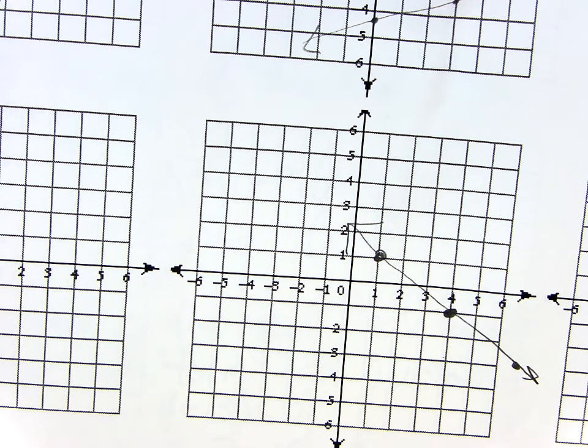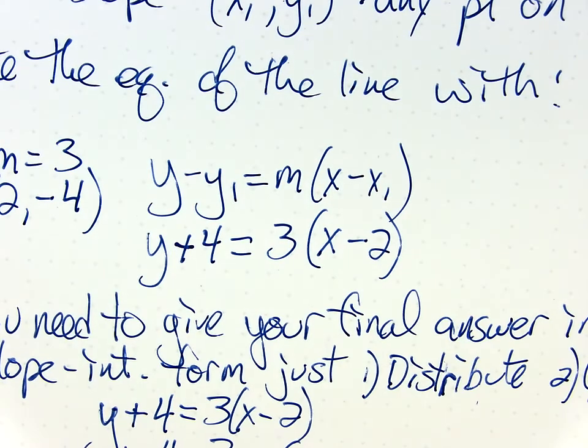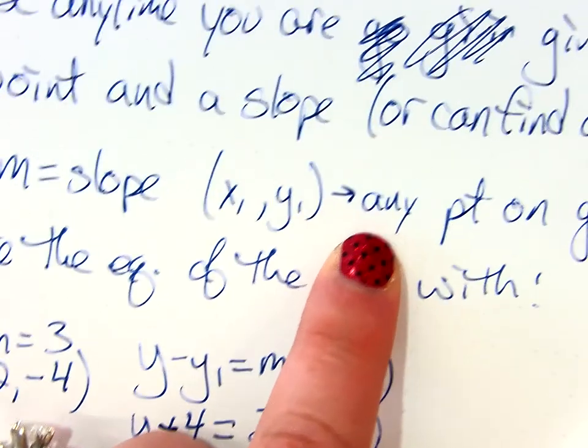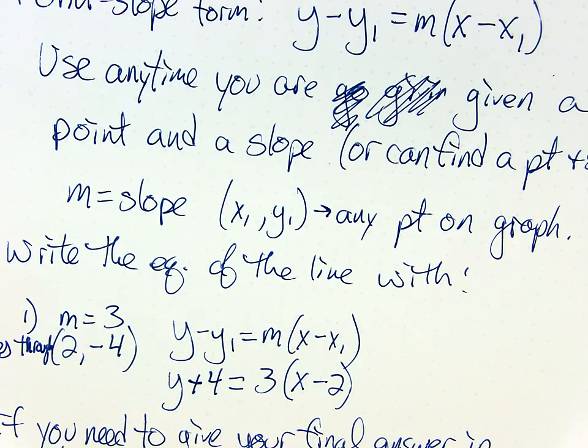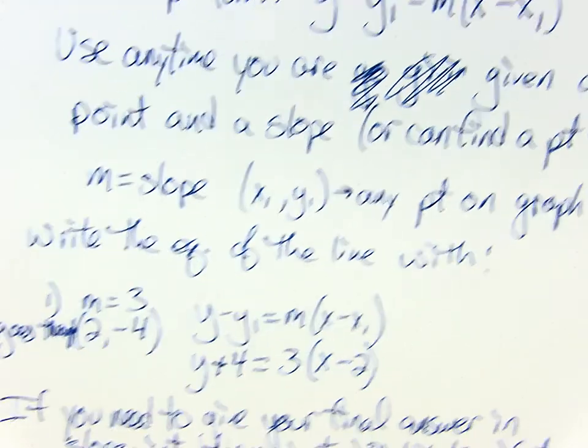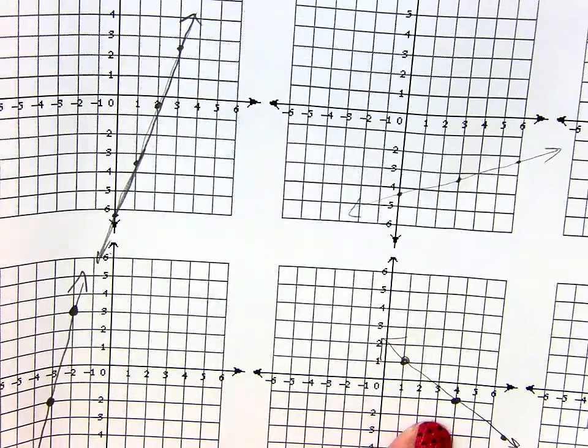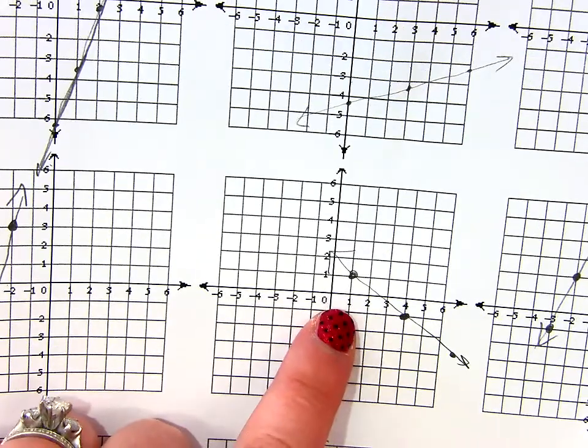You can pick 1, 1. But guess what? You can also pick 4, negative 1. It doesn't matter. Remember that this was any point on the line. So any point you want, it doesn't matter. You pick any point. Literally, any point. Just pick one that you know is a good point.